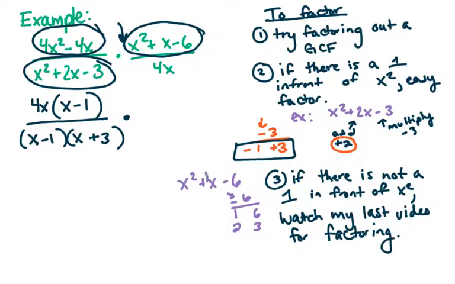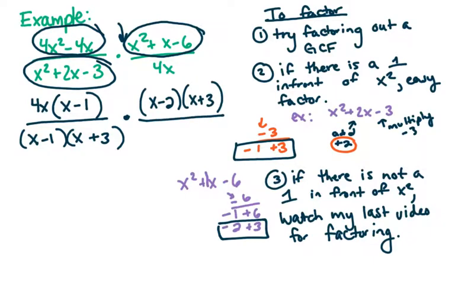And they're adding to give me a positive 1. So my bigger number has to be positive. So I'm going to make all my bigger numbers positive and my smaller numbers negative. And so the two that add to give me positive 1 are right here. And so my factors are x minus 2 times x plus 3. And then 4x is already factored. It's 4 times x. So I'm just going to leave that the way that it is.